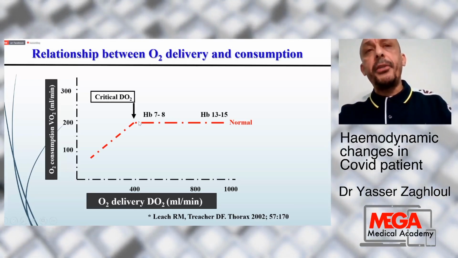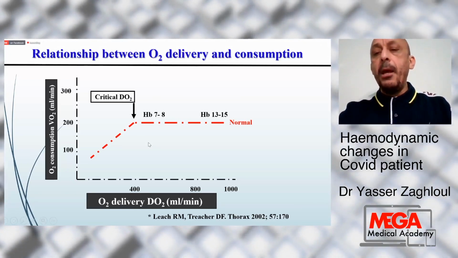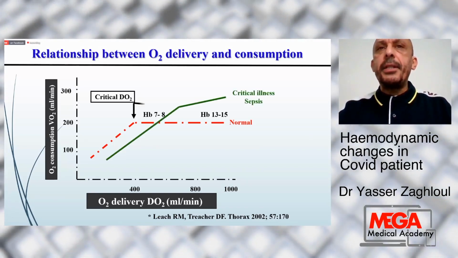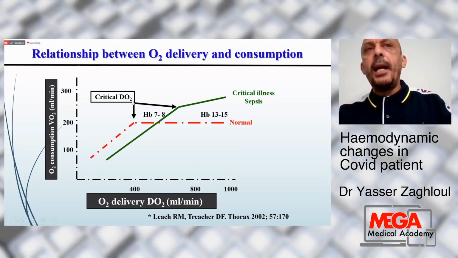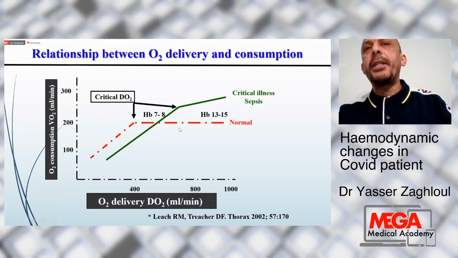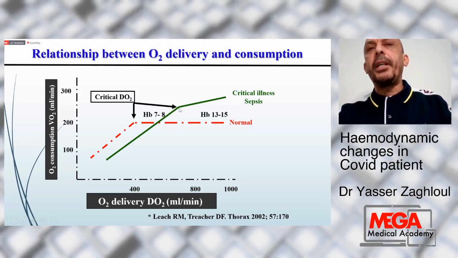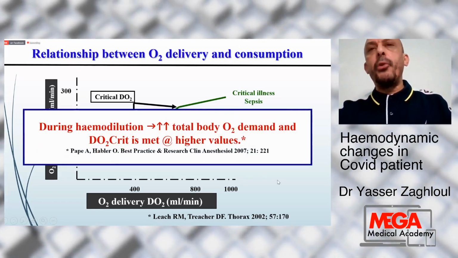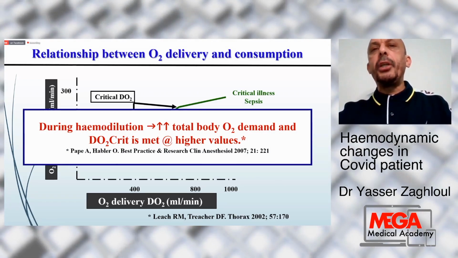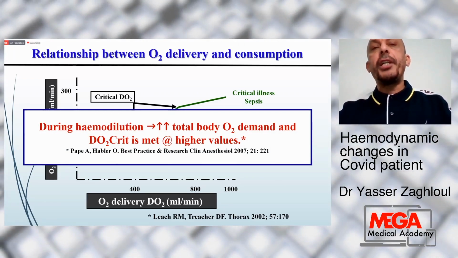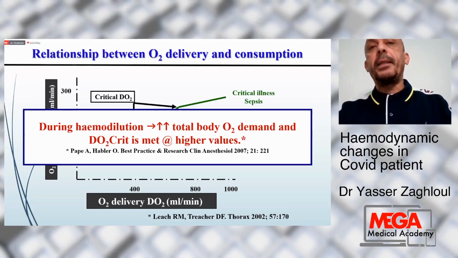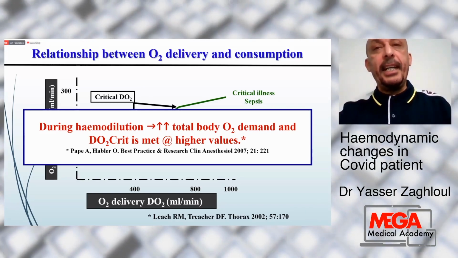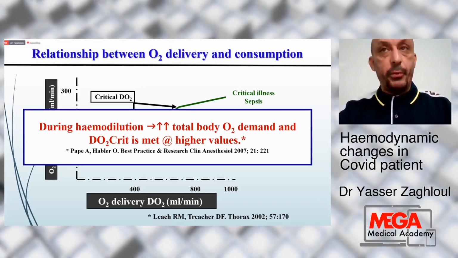It may be 6.5 or 6. It is not actually clear how much. But below 7, you have critical oxygen delivery. But in critical illness and in sepsis, there is a shift of this curve to the right, and the critical oxygen delivery point will be higher. You can see maybe at hemoglobin 8 or 9 is the critical oxygen delivery. So during hemodilution, when you are giving fluids and reducing the mass of RBCs, there is increased total oxygen demand, and critical oxygen delivery is met at higher values. So you should consider this when managing the critically ill patient in general and the COVID patient as well.